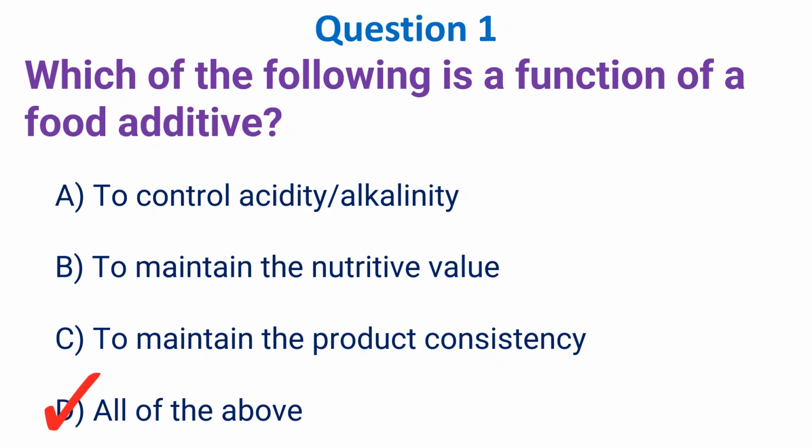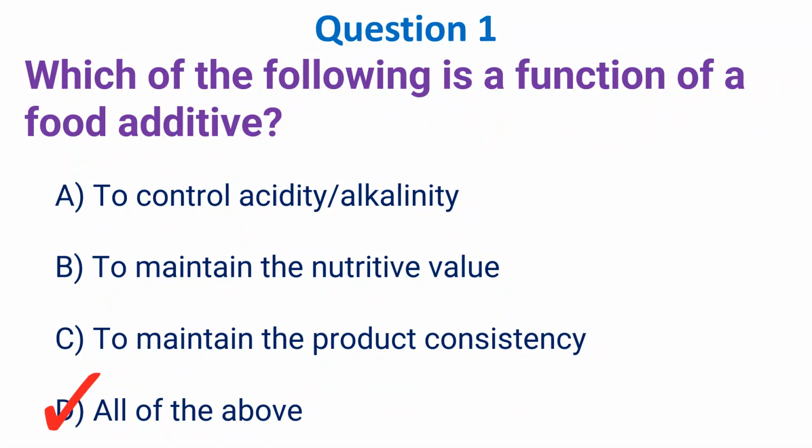Food additives is a broader category and there are various products which come under this category. For example, there are buffer solutions which help to control the acidity or alkalinity. So that is a food additive. Then to maintain the nutritive value, for example, during processing, the vitamins or minerals are lost. Or to fortify some products, for example, milk or rice, we add some vital minerals or vitamins. So that helps to maintain the nutritive value.